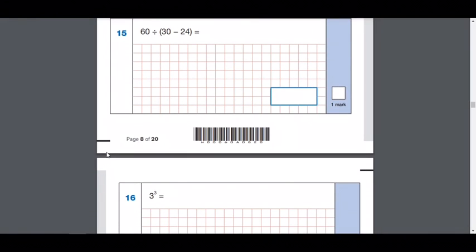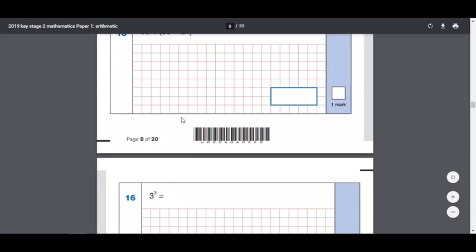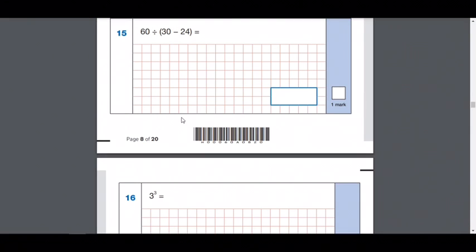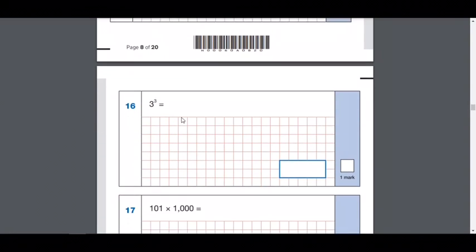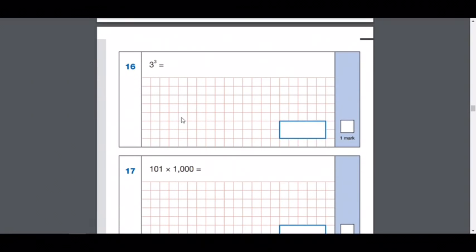The children in Year 5 and 6 get to learn about brackets, and we use something called BIDMAS, and BIDMAS tells us the order of operations. Here they would do the brackets first, so it's 30 take away 24, which is 6, then they'd do 60 divided by the 6. For question 16, that little 3 is 3 cubed, and cubed means times it by itself and times it by itself again. So it means 3 times 3 times 3. If it was 7 cubed, it would be 7 times 7 times 7.